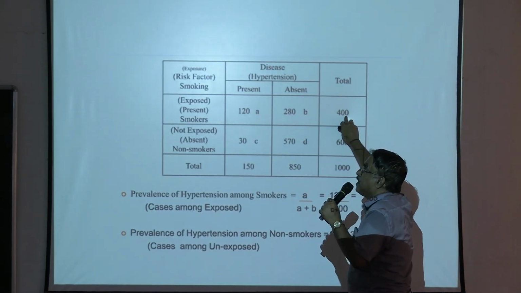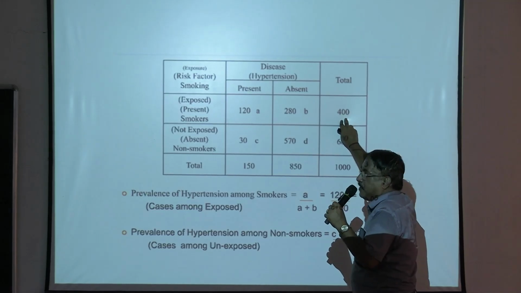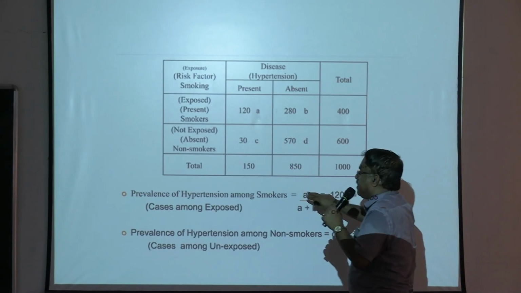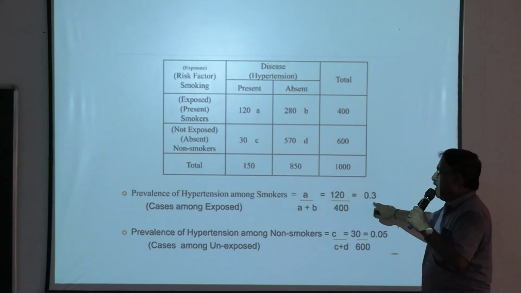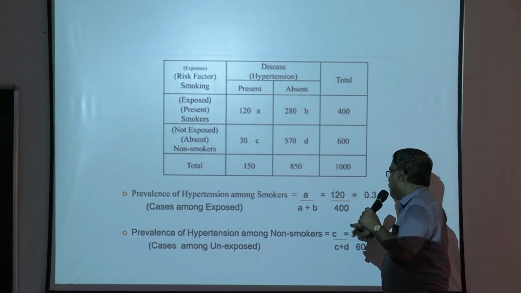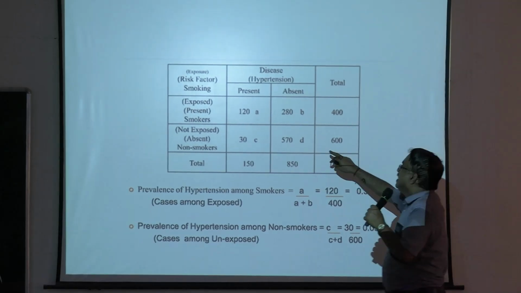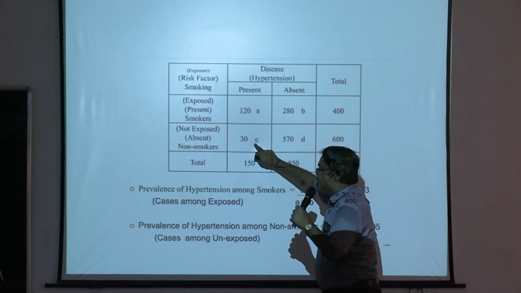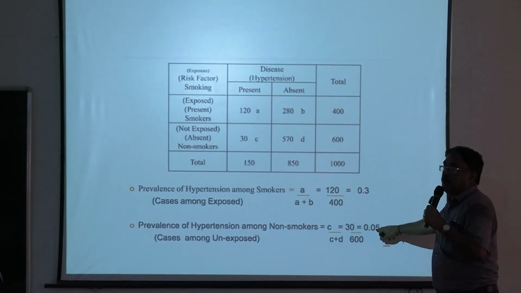Total number of smokers, the people who are exposed, is 400, out of which 120 have hypertension. So among the smokers, how many have hypertension? 120 by 400, roughly 0.3. So prevalence of hypertension among smokers is 0.3. Similarly, hypertension among non-smokers is 30 divided by 600, which is 0.05.